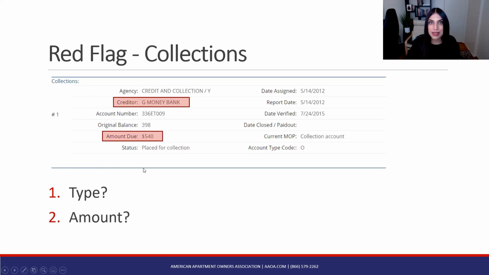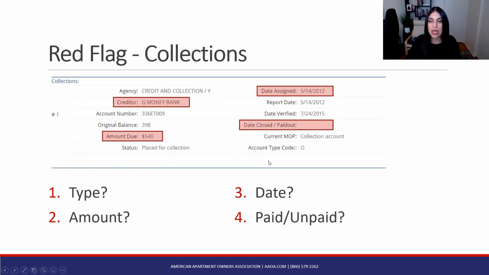How much was it? Is it an insignificant amount? I've seen as little as $20 on a collection, which is quite ridiculous. I don't know that that really matters much, but after it gets over a few $100s, it's important to look at that. When was it assigned? So when did the collection actually occur? The further back it was, the less it affects the credit score. And maybe there is a reason that happened in that time, but if it wasn't recent, it's not that big of a deal. Also, was it paid or unpaid?